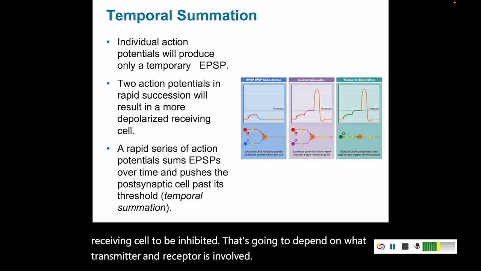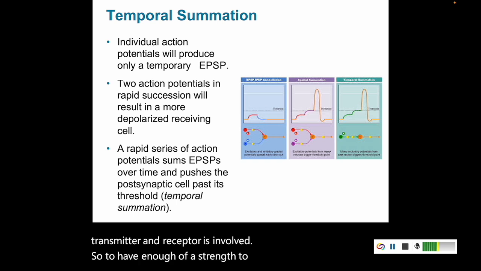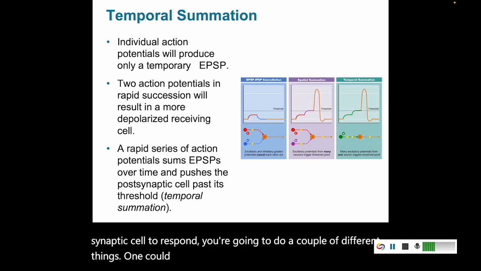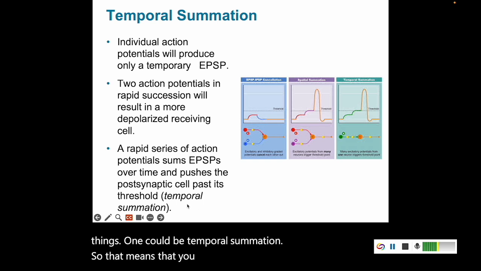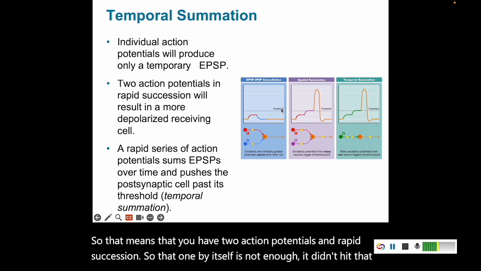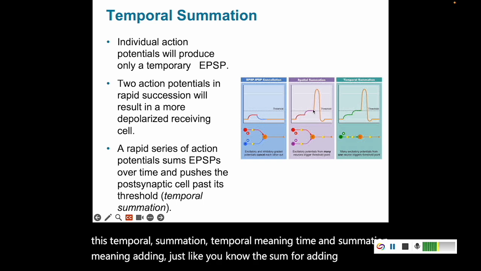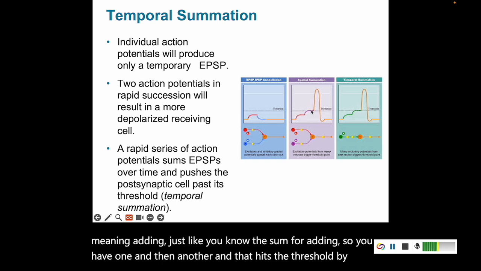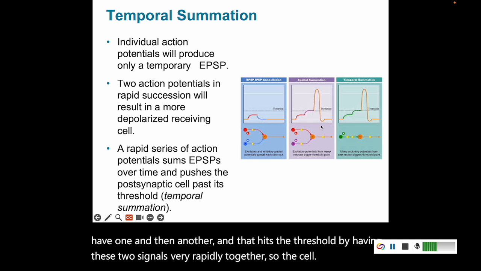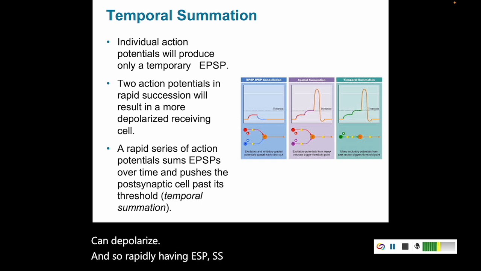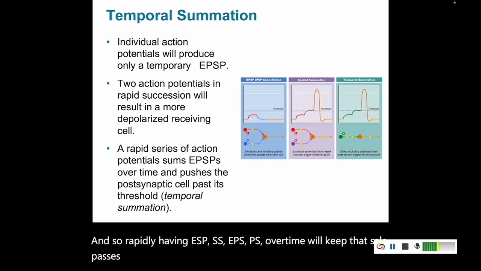So to have enough strength to actually cause that postsynaptic cell to respond, you're going to do a couple of different things. One could be temporal summation. That means that you have two action potentials in rapid succession. One by itself is not enough. It didn't hit that threshold and the cell is not going to respond. But when you have this temporal summation, temporal meaning time and summation meaning adding, just like the sum for adding, you have one and then another, and that hits the threshold by having these two signals very rapidly together. So the cell can depolarize. And so rapidly having EPSPs over time will keep that cell past its threshold and allow the cell to respond.